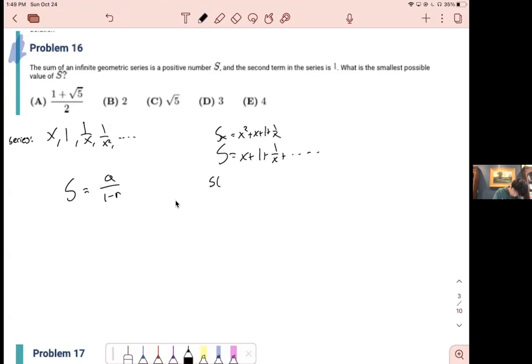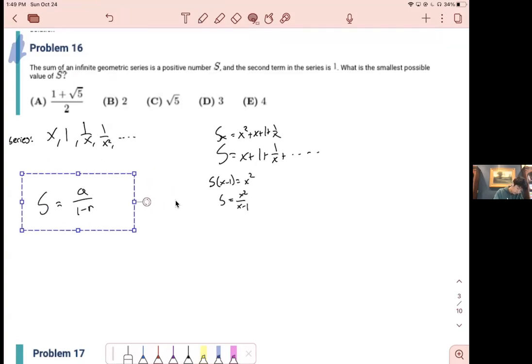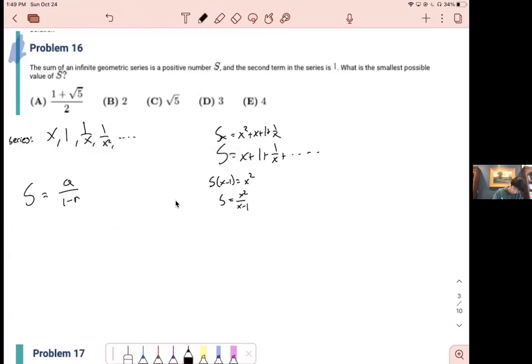And then just S times x minus 1 equals x squared. Oh, well. Okay. So S equals a over 1 minus r. The initial term is x. The ratio is 1 over x because the second term is 1. And this equals x squared over x minus 1.